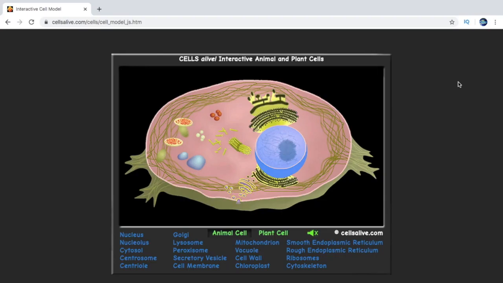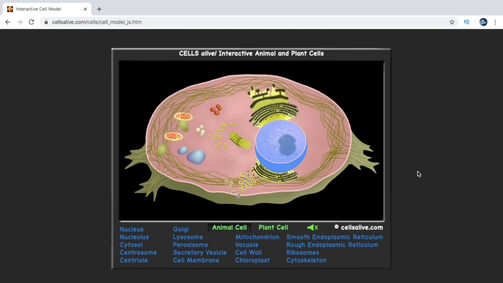Alright, now I am going to start our discussion on the different cell parts. I am going to use this website here called cellsalive.com. If you have a chance to look at this website, it's going to be very helpful for you in studying the different parts of the cell. Okay, now again we have two types of cell here that we're going to study today, the animal cell and the plant cell. We will start with the animal cell first, and let's take a look at its parts.